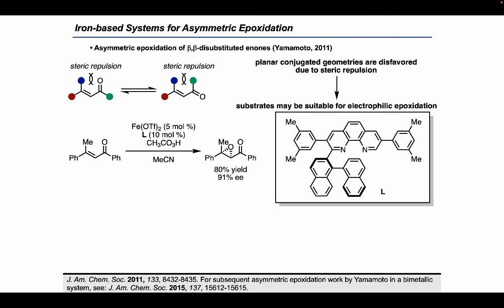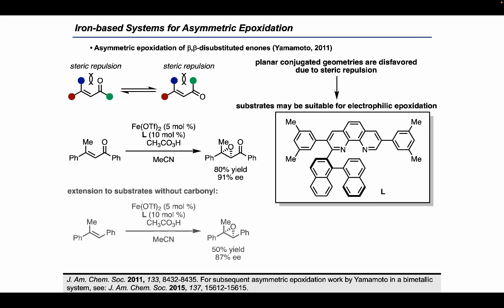In their 2011 report, the group demonstrated that iron triflate in combination with the chiral phenanthroline ligand shown and peracetic acid allowed the catalytic asymmetric epoxidation of the substrate class. Additionally, they were able to show that the reaction also works with alkene substrates lacking a carbonyl. However, at this stage, there was a bit of an open question about the nature of the active oxidant.